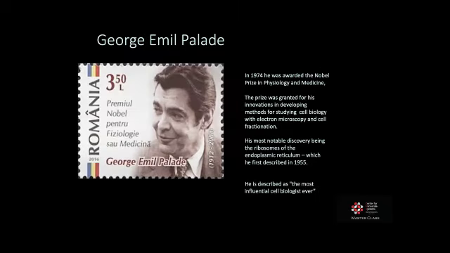Then we come to George Palade. He was also part of this Rockefeller group. In 1974, he was awarded the Nobel Prize of Physiology and Medicine for developing methods of studying cell biology with an electron microscope. He did this work in 1955, his first notable discoveries being the characterization of ribosomes and endoplasmic reticulum. And because of this work, he's often described as the most influential cell biologist ever. Basically, before this work, there was no cell biology to speak of.